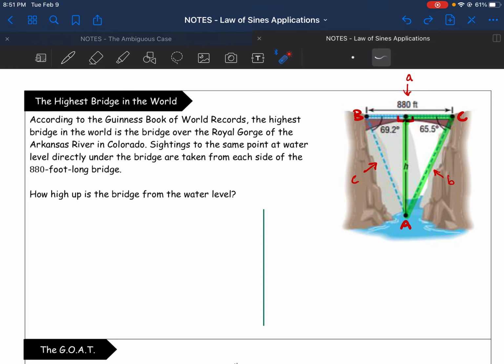All right, in our next example, we're going to be looking at the highest bridge in the world. According to the Guinness Book of World Records, the highest bridge in the world is the bridge over the Royal Gorge of the Arkansas River in Colorado. Sightings to the same point at water level directly under the bridge are taken from each side of the 880-foot long bridge. We want to know how high up is the bridge from the water level.